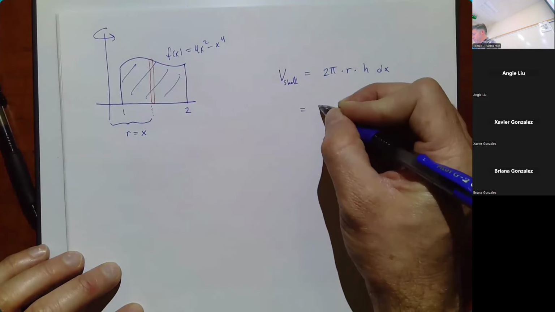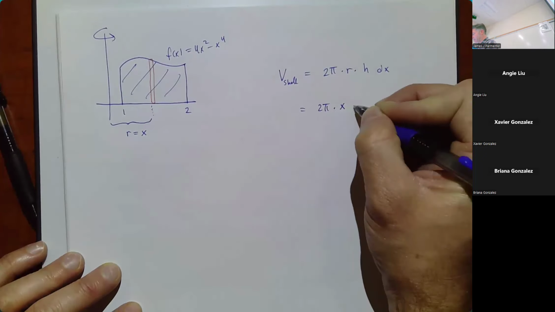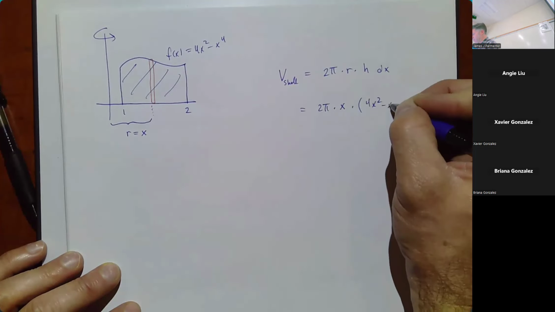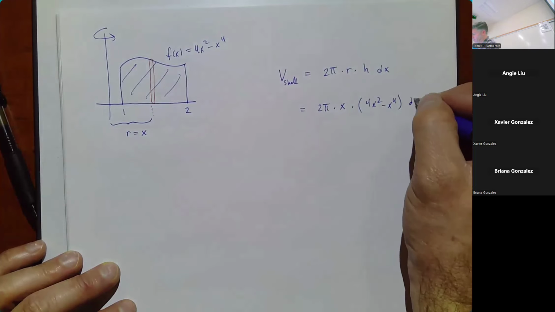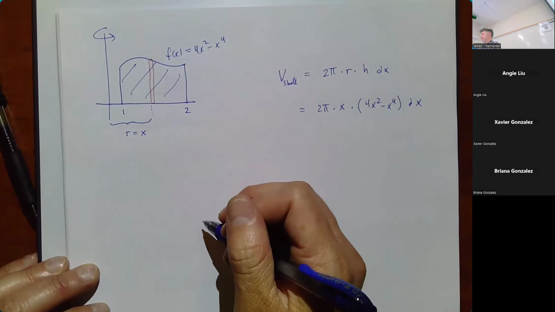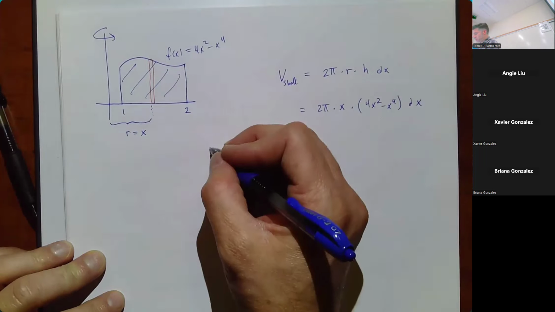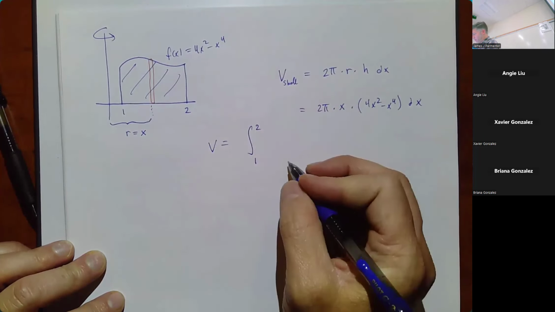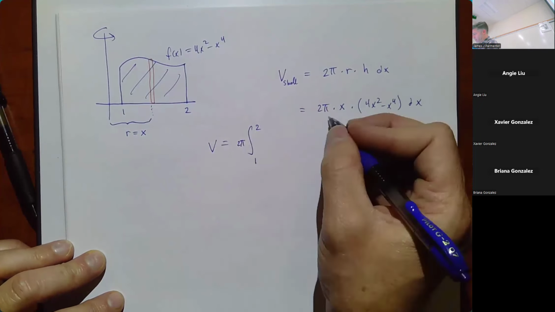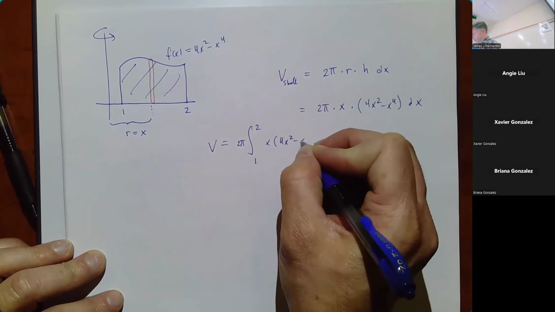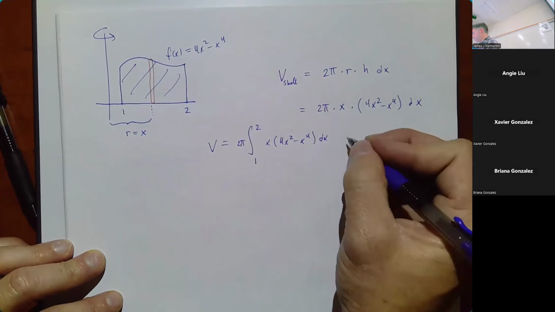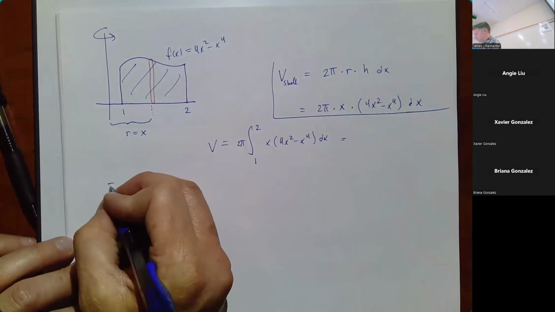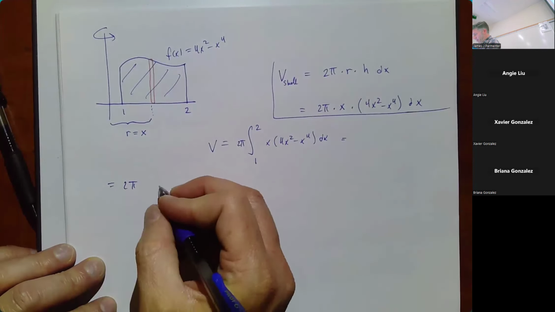So here this is going to be 2 pi times x, and the height is the function. Last time the function was the radius. This one's probably going to be slightly less variable. So our total volume is going to be the integral from 1 to 2 of 2 pi times x times 4x squared minus x to the 4th dx. And that's not as awful as the previous one. That's a low bar.